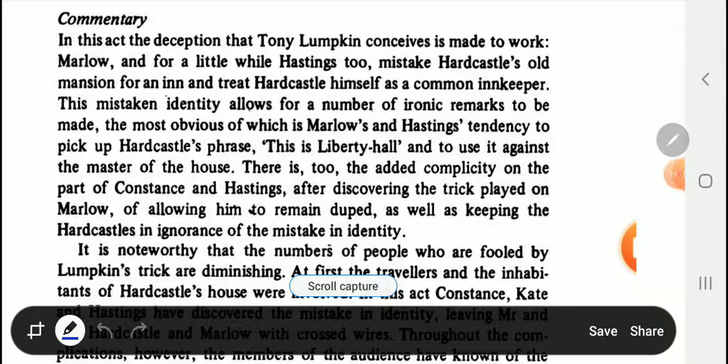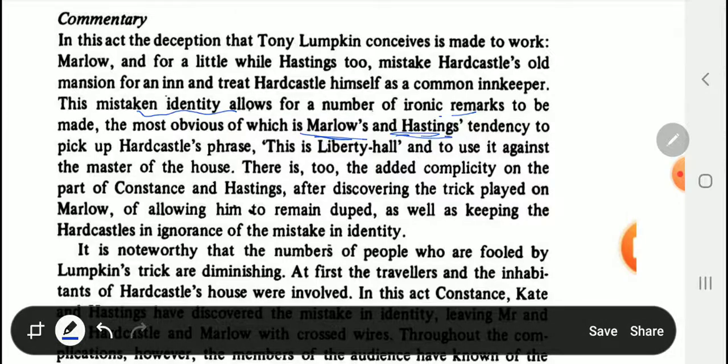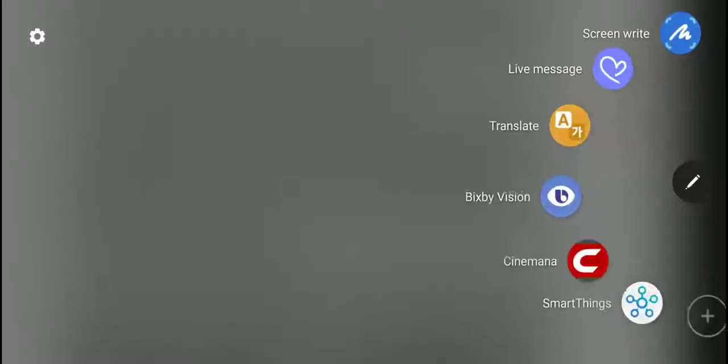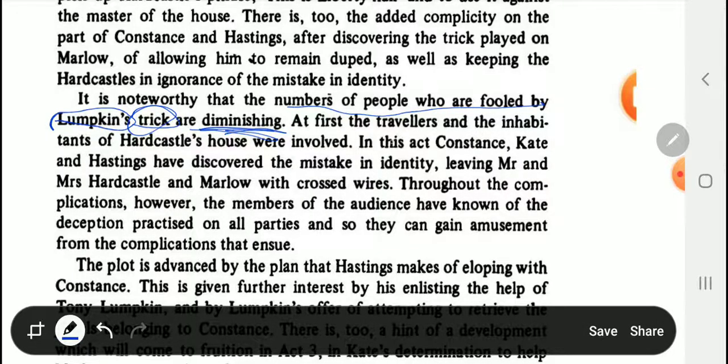So, students, in this act we see a lot of mistaken things, ironic things. The mistaken identity that happens allows a number of ironic remarks to be made. The most obvious of which is Marlowe and Hastings both mistaking the house for an inn. We also see the number of people who are fooled by Lumpkin's trick diminishing, which means it's getting less, because both Hastings and Constance discovered that it was a prank and a mistake, but Marlowe has not, leaving Mr. and Mrs. Hardcastle and Marlowe with crossed wires.